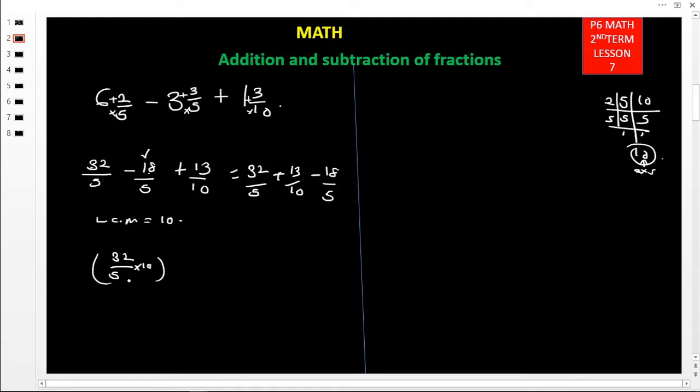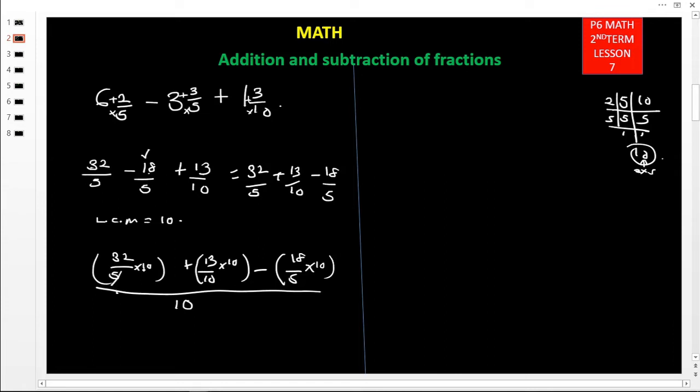Then we come here, 32 out of 5 times 10, we add on 13 out of 10 times our LCM, which is a 10, open a bracket, minus 18 out of 5 times our 10. Get your LCM, which is a 10. By 5, 1, how many 5s are in 10 here? There are 2. 2 times 2 here, we get a 4. 2 times 3 here, we get a 6.